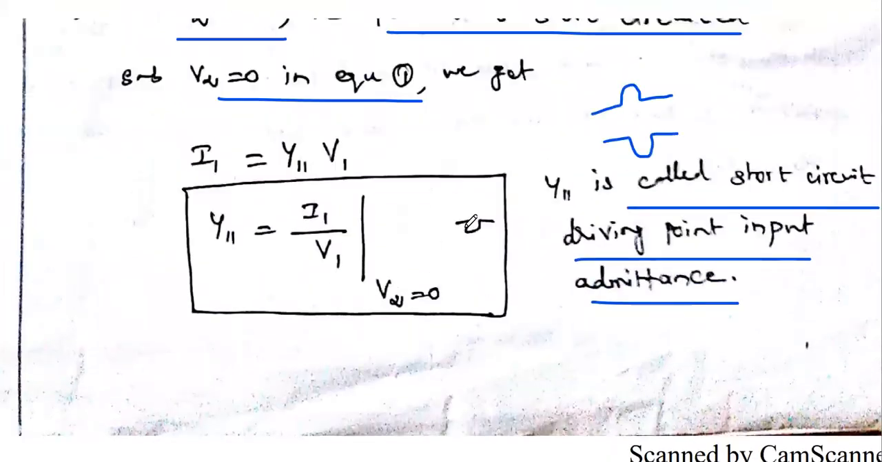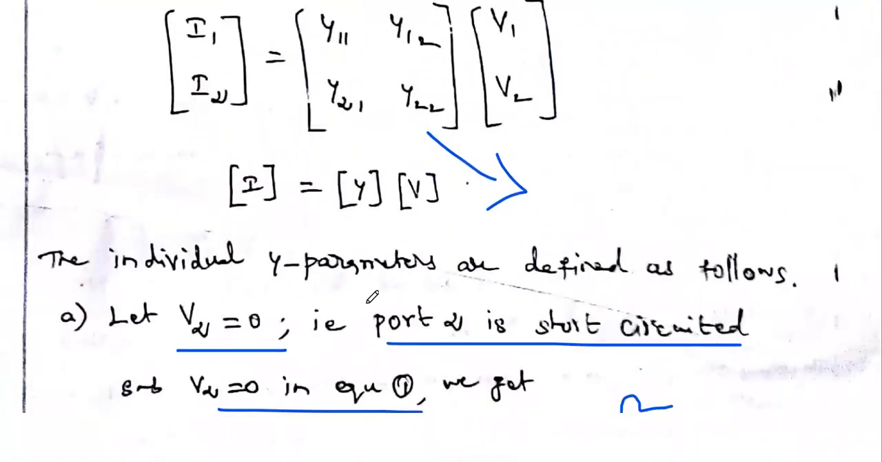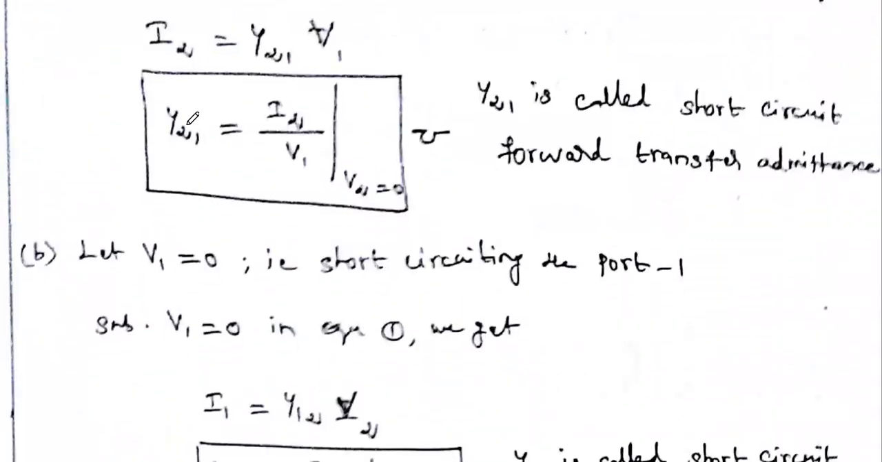Similarly, substitute V2 equal to 0 in equation number 2. Then the second term becomes 0, so we get I2 equal to Y21 V1. From that, Y21 equal to I2 divided by V1. I2 is the output port current and V1 is the input voltage. So the ratio of output current divided by input voltage is called the short circuit forward transfer admittance. Output by input, we call the forward transfer admittance.